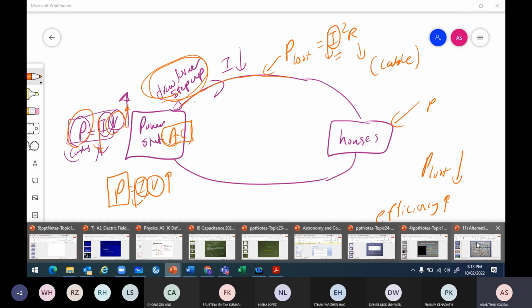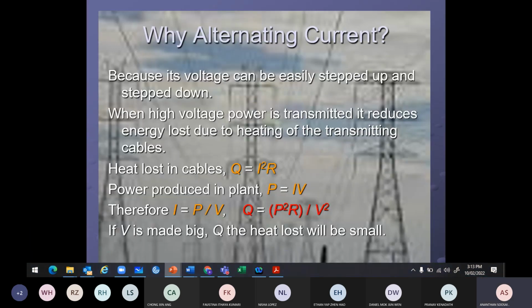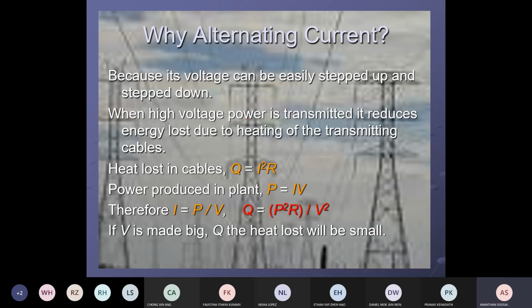So we go back. This slide tells the reason. I hope you can understand. Why is high voltage used? Because heat loss is I squared R in the cable. The power produced in the plant is P equals IV, and P is constant for the power plant. So if you raise the voltage, the current in the cable will drop, so power loss can be reduced. The conclusion is, if V is made big, heat loss will be small. So AC is the winner.